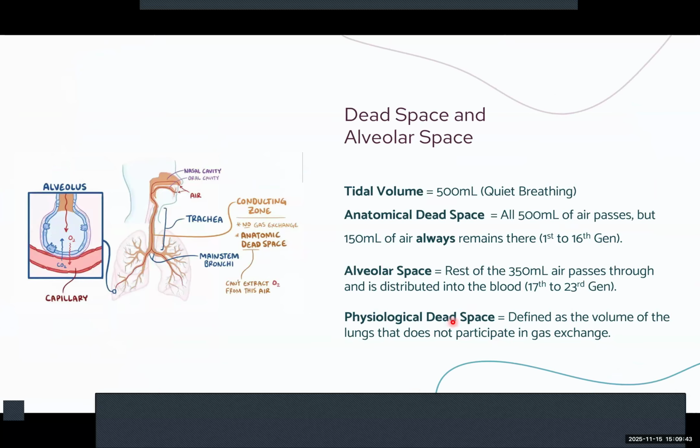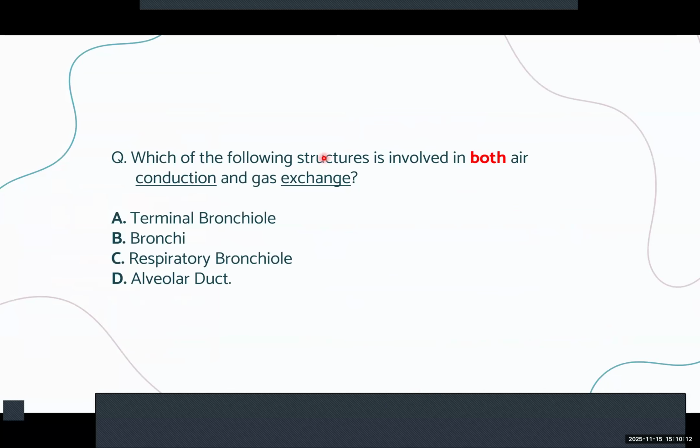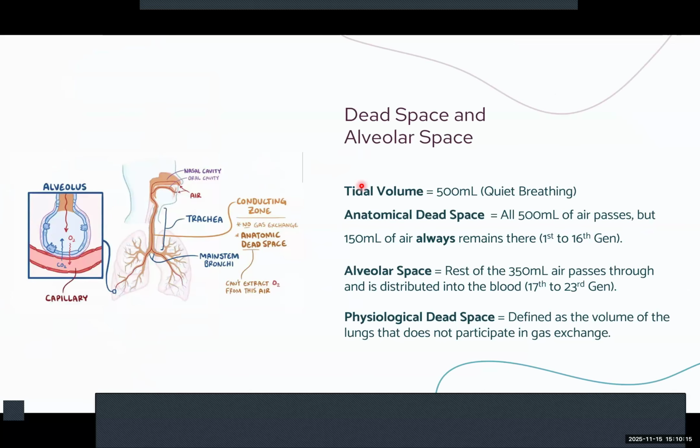In special conditions such as pneumothorax or other diseases, more of your alveolar space might be damaged, and thus it cannot participate in gas exchange. In those cases, you would calculate the physiological dead space, which is defined as the volume of the lungs that does not participate in gas exchange. In all conditions, physiological dead space is always going to be greater than or equal to anatomical dead space. Never is it going to be lower. So he might ask you all these three types of questions related to this, and that's why I added all of them.